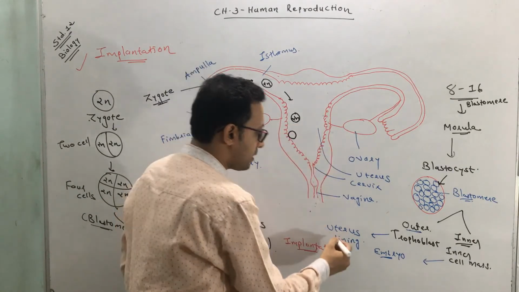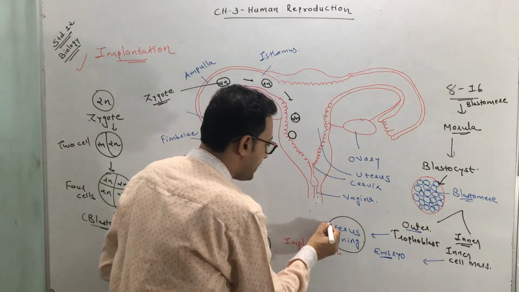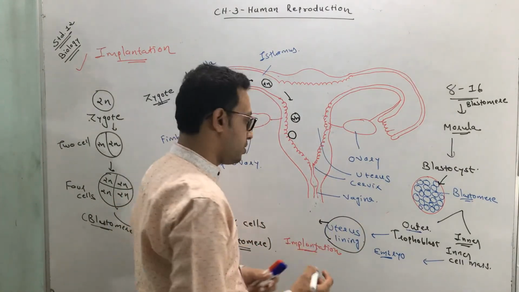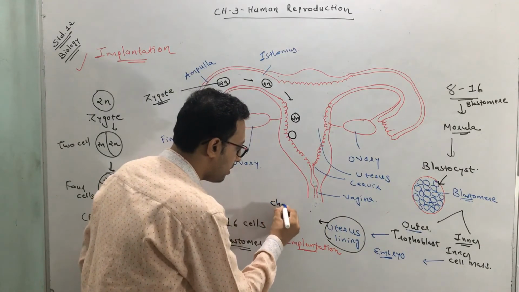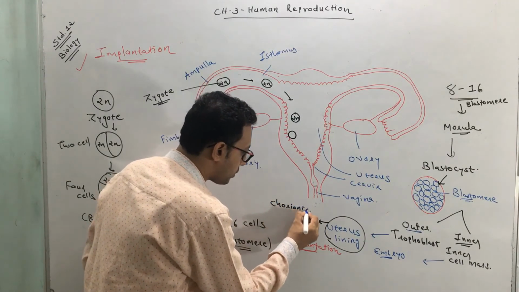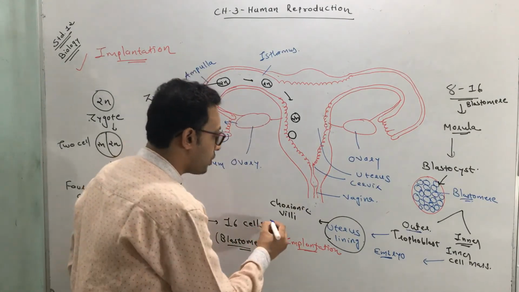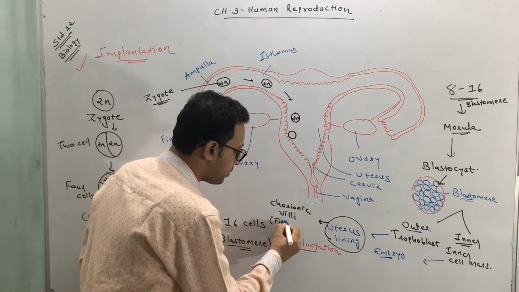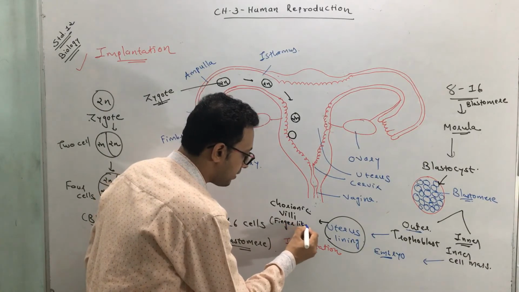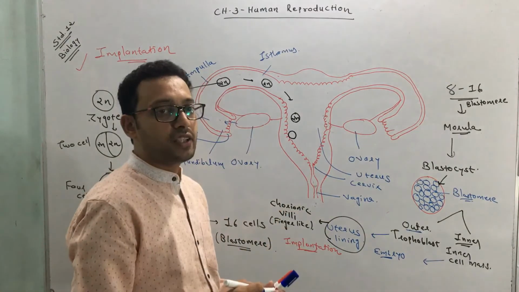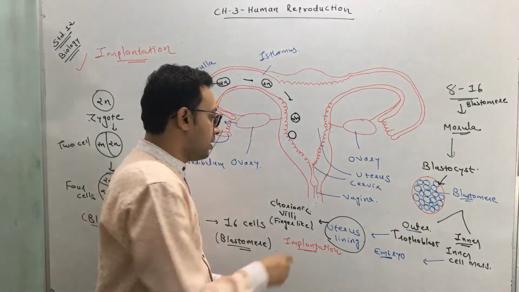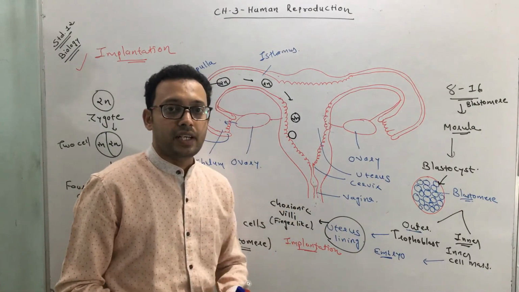The wall of the uterus, the lining of the uterus, develops a finger-like projection. Which projection? Finger-like projection. This is called chorionic villi. What is called chorionic villi? The finger-like projections which are developed by the lining of the uterus. That is called chorionic villi.